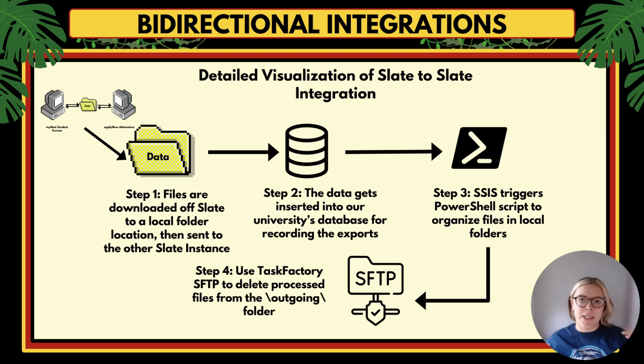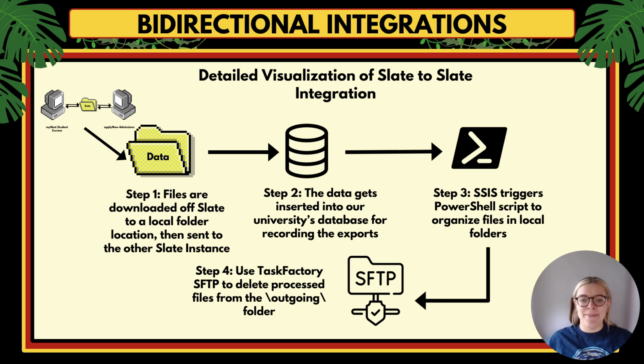So to give a quick little rundown of what was inside that data folder, there are four steps inside our integration, right? We're going to download the files from either instance, whether it be Apply Now or MyNest, and we put them into a local folder for our university. Then they get uploaded to the other instance, right? Bidirectional integration, done. We could stop there, but we shouldn't.